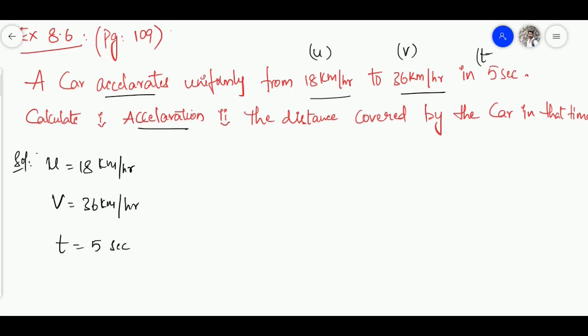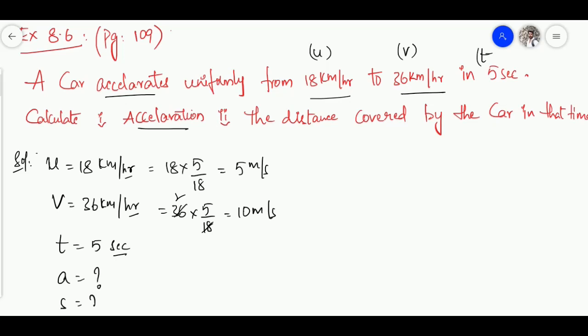Okay, see here again, the units are not the same in every value given. Here the time unit is seconds, but here it is in hours. So let's make them seconds, or rather better convert this into meter per second. So 18 into 5 by 18, that gives you 5 meter per second. Here 36 into 5 by 18, and that gives you 10 meter per second. And this is the time. You have to find the acceleration and the distance.